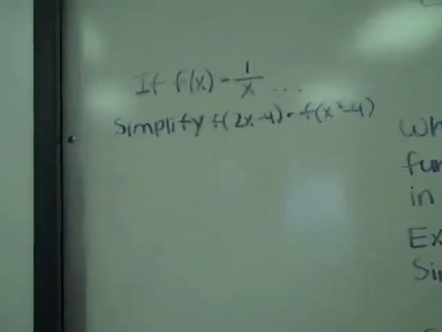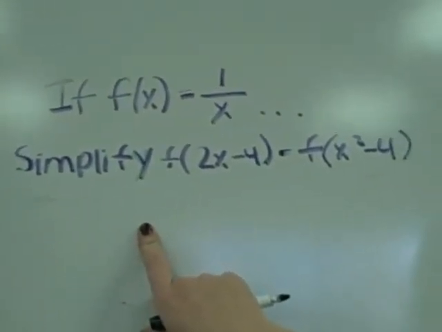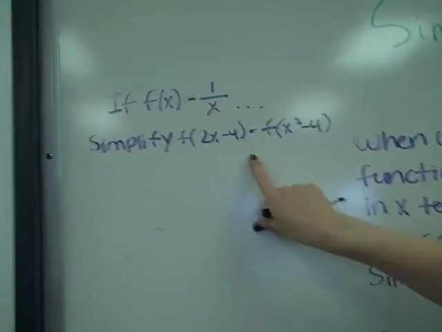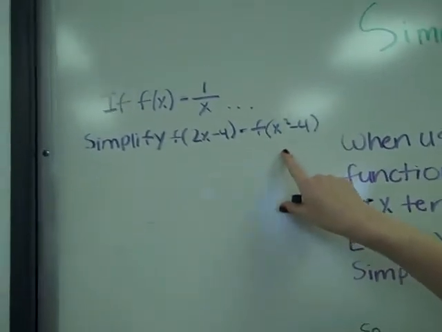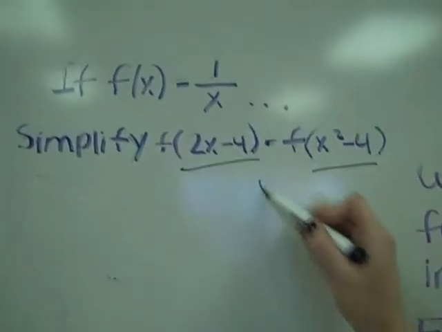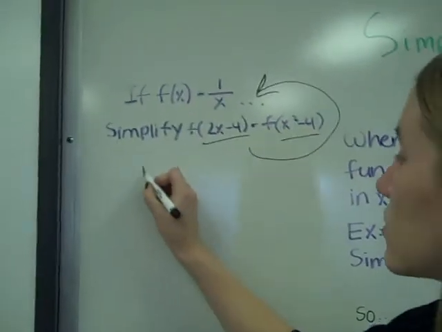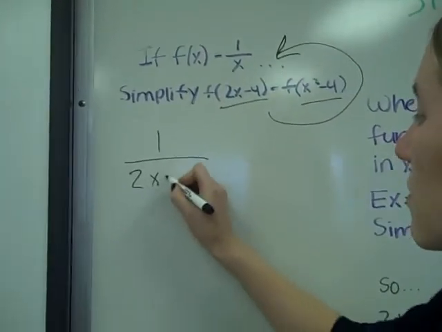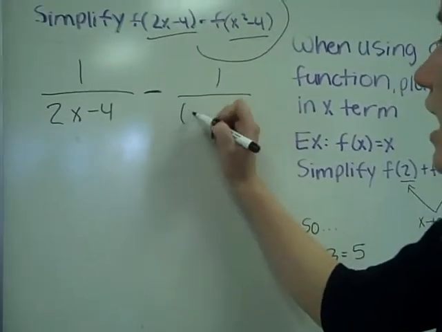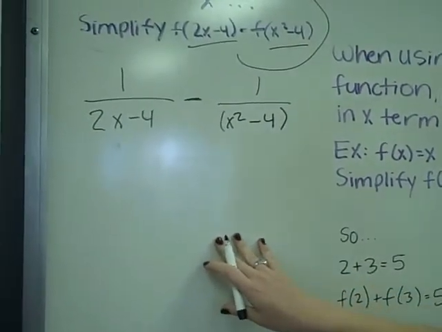Now we're going to look at a harder problem, which would be if f(x) is equal to 1 over x, simplify f(2x minus 4) minus f(x squared minus 4). So these right here are your x terms. So when we do the problem, we're going to plug these in to that right there. So what you're going to end up with is 1 over 2x minus 4 minus 1 over x squared minus 4. And so what you want to do first is try and factor out everything.